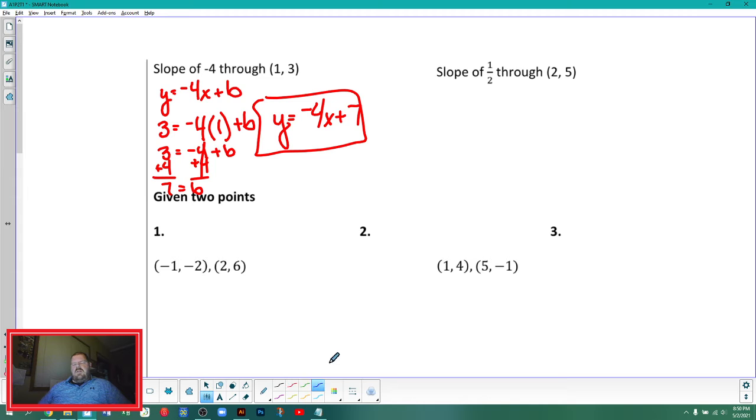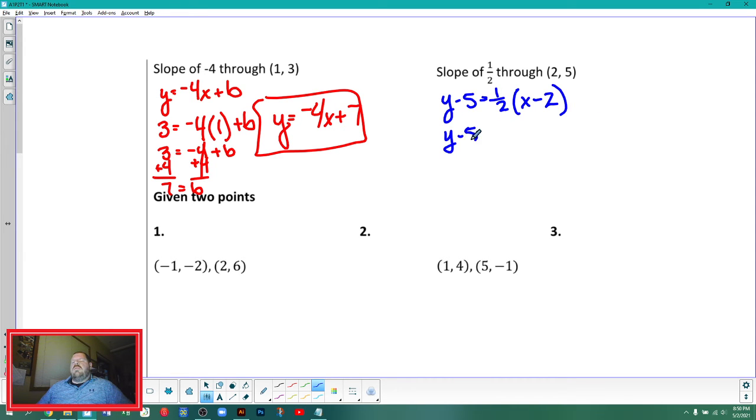As promised, I'll do this one the point slope way. I'll take y minus 5 equals 1/2 parentheses x minus 2. So I put 2 in for x, 5 in for y. Now this would be an equation of a line. You could leave it at that, but if you want it in slope-intercept form, that's going to take a little bit more work.